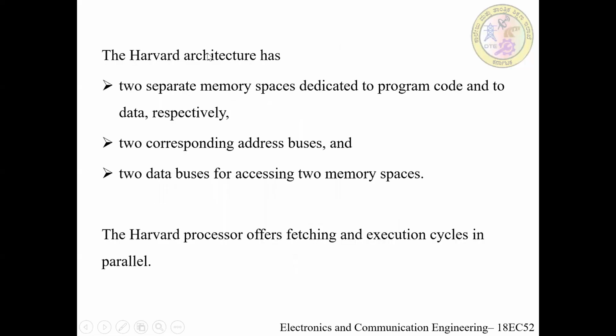So our Harvard architecture has 2 separate memory spaces dedicated to program code and data, and it has corresponding address buses as well as data buses for accessing the memory spaces. So, as it has all this separate or dedicated architecture, our Harvard processor offers fetching and execution cycles in parallel.